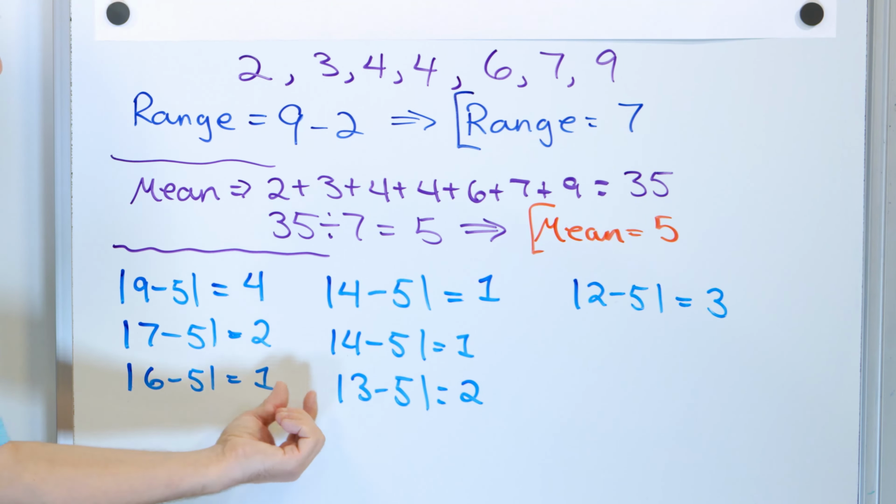And then 14 divided by how many points did I have? 1, 2, 3, 4, 5, 6, 7. 14 divided by 7 is equal to 2. So the mean average deviation is equal to 2.